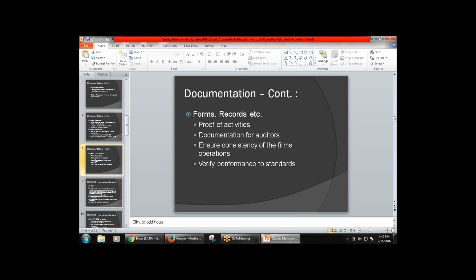So these are the various documentation parts that are carried out. That is the forms and the records that involve what are the various proofs of the activities, then documentation for the auditors, then ensure the consistency of the firm's operations, then verify the conformance to the standard. That is whether the standards are met or not. That is verify the conformance to the standards.